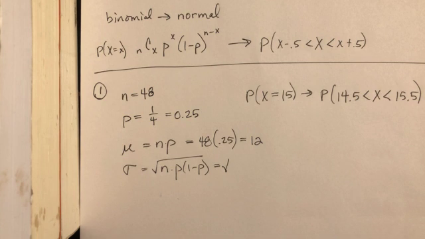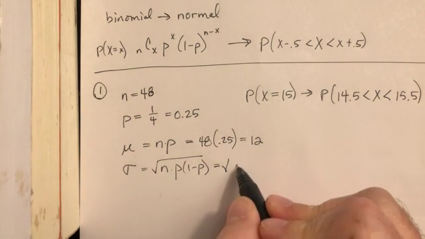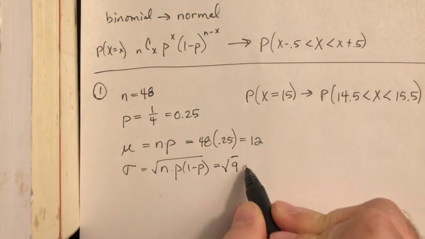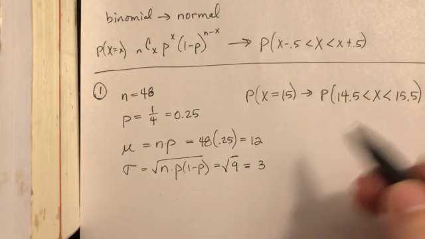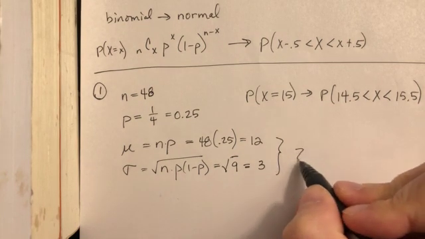So we get n times p, which is 12, and then we multiply by 1 minus p, which is 1 minus 0.25, so 0.75. And that's going to be equal to 9. And don't forget, we have to take the square root of 9 to get 3. So there's my mu, there's my sigma. And with those two, I can find my z-scores.